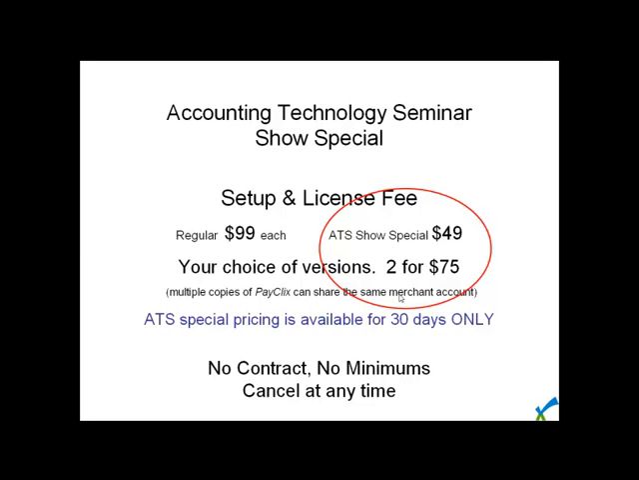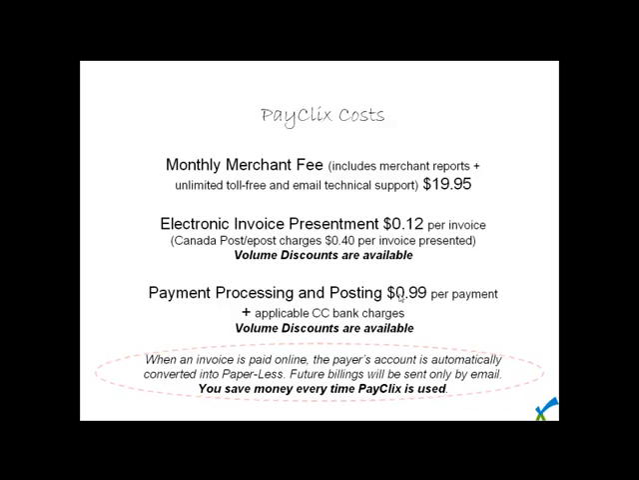PayClicks is very reasonably priced. As an ATS show special, we're offering it for just $49 per copy. And if you'd like to buy an additional copy, say the QuickBooks version, we'll sell them both for just $75. PayClicks charges a monthly merchant account fee of $19.95, which includes unlimited telephone and email technical support. We charge 12 cents for each invoice we deliver to your clients. The Canada Post Service, ePost, charges 40 cents for a similar service, so PayClicks is a bargain. When a payment is made, we'll charge you 99 cents plus any bank charges for receiving and posting the payment.